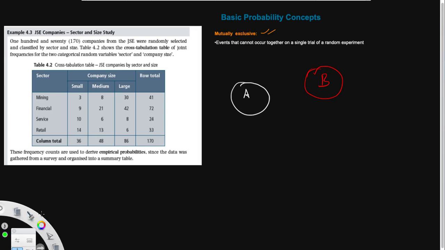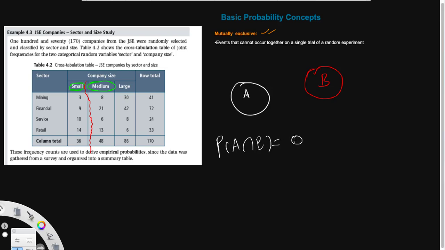So looking at our scenario here, let's say I asked you what is the probability of a random JSC company being both small and medium. You can see that this is small, this is medium. And as you can see here, it's actually impossible to find a company that is both small and medium. There's nothing there. So from there you would say that the P of A and B will be equal to 0.